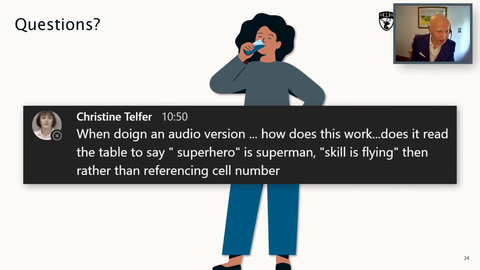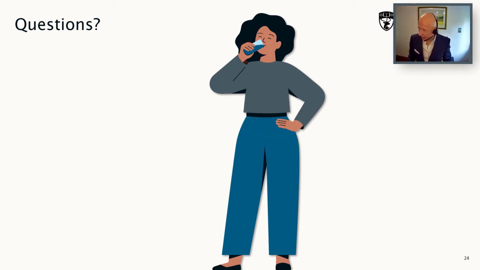I see that Christina's asked, doing the audio version, does it read the table and say superhero is Superman, skill is flying, rather than referencing the cell number? Might have been. Or shall we listen to it again with that?